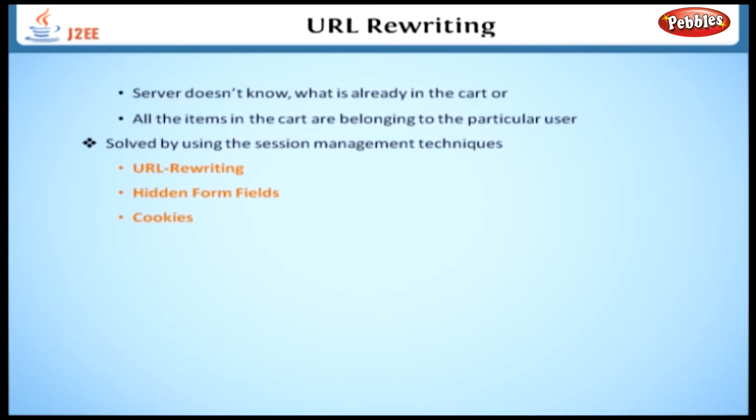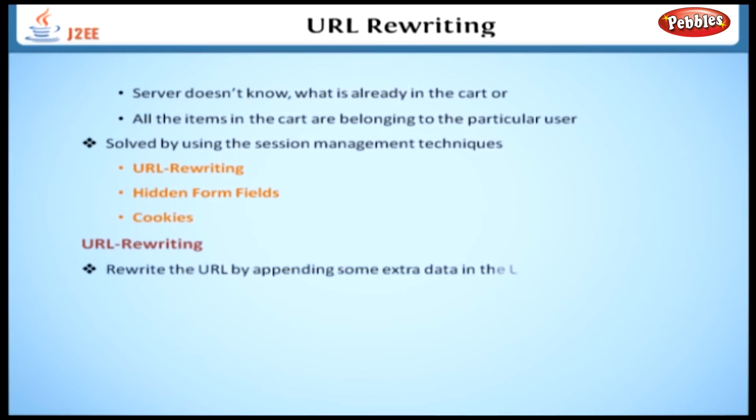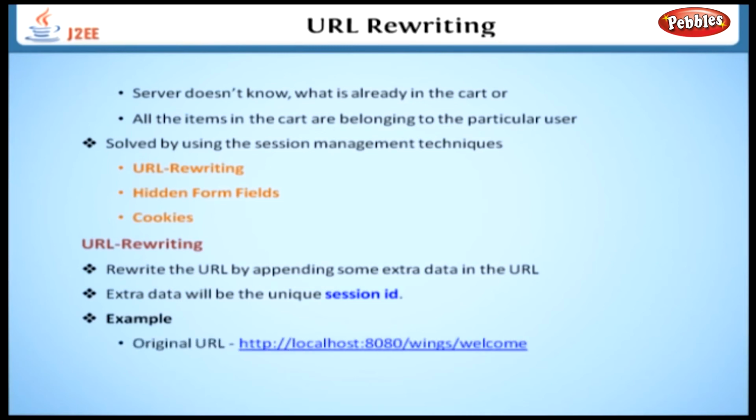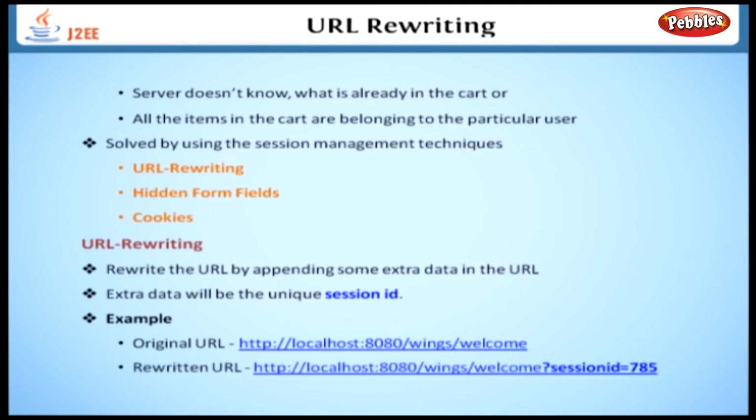Let's see how to maintain the user session with URL rewriting. In this method, we will rewrite the URL by appending some extra data in the URL. The extra data will be the unique session ID. Here I can show an example for URL rewriting. Here is the original URL. Here is the rewritten URL, where we can add the session ID as a parameter and give the value as 785. So I think you've got a basic idea about URL rewriting.